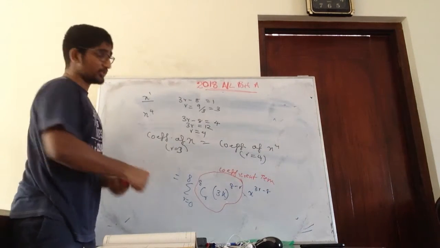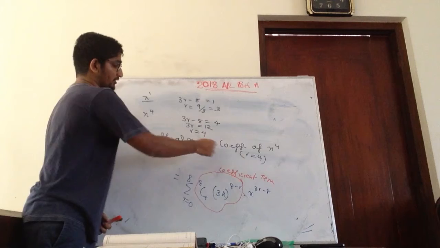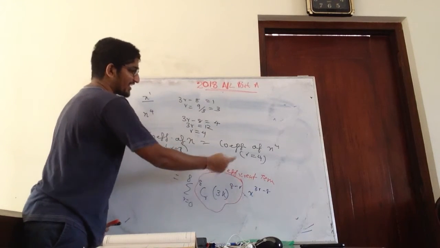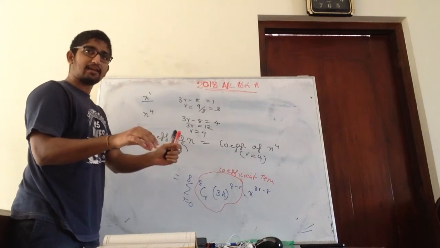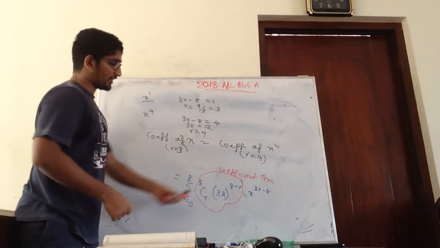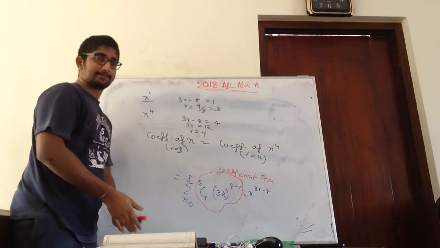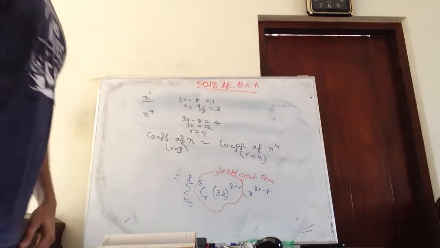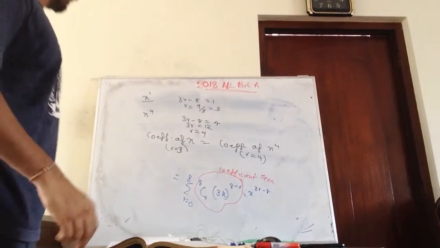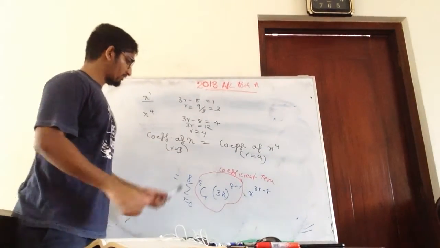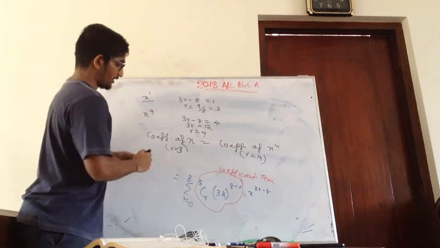So what we need to do is substitute r equals 3 here and r equals 4 here and equate, and then we will get the answer of k. Right? So now we will get this.